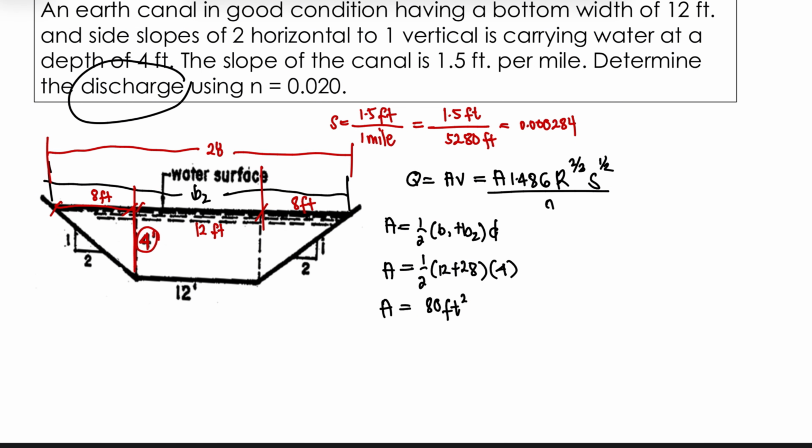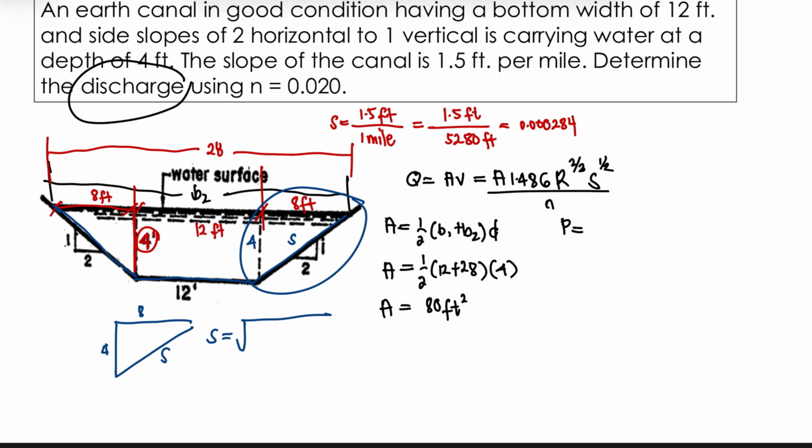Alright? So, for the wetted perimeter P, meron po tayong 12, of course. Meron din po tayo ditong side slope. Wherein, we don't know the value of that side slope. So, para po makuha natin yung side slope, we can consider that triangle, ito, 4, and then 8. So, for this one, pwede natin gamitin ng Pythagorean theorem. So, for the side slope S, can just put 8 squared plus 4 squared. So, for this one, we have 8 squared.